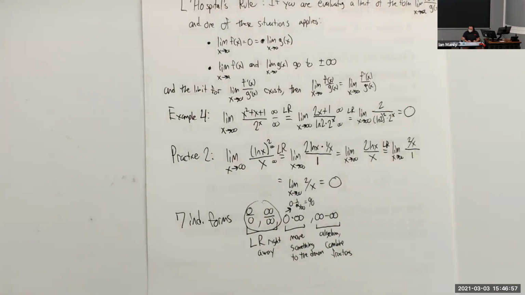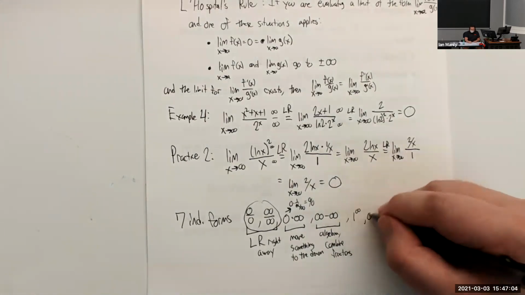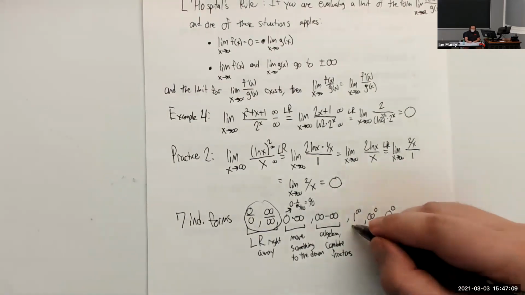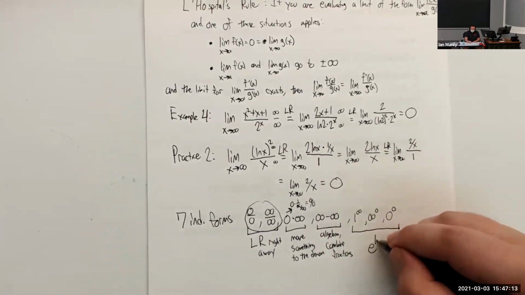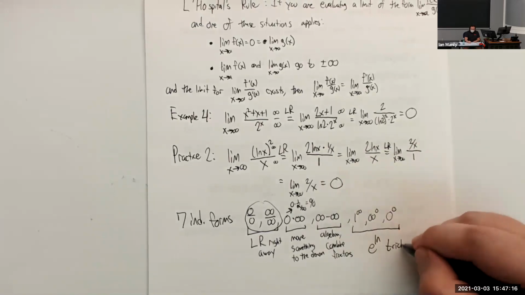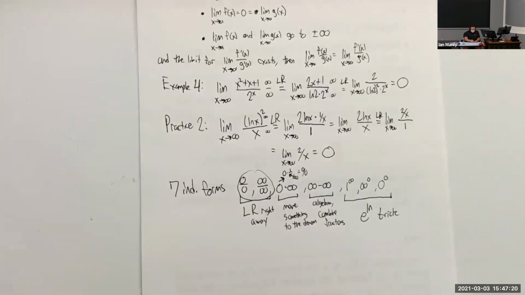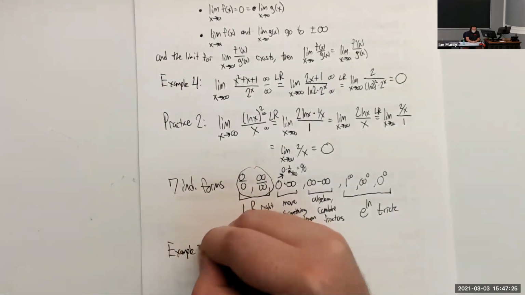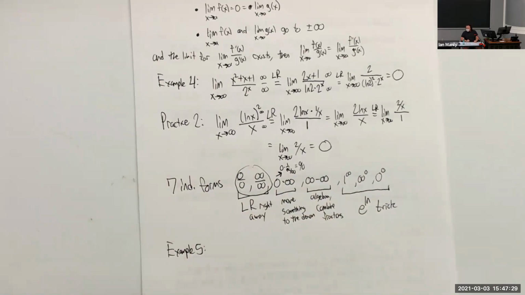And then finally, we have our exponential indeterminate forms. We have 1 to the infinity, infinity to the 0, and 0 to the 0. Each of these, what we do is we do something called the e to the ln trick. And what do I mean by that? I'm going to illustrate that in an example. So for example 5, but before I do this example, I want to say what these indeterminate forms really are.